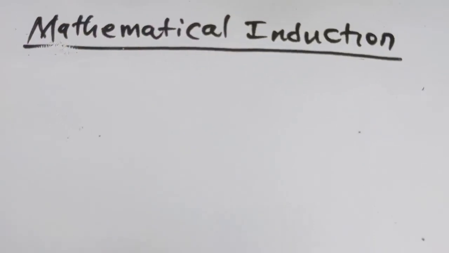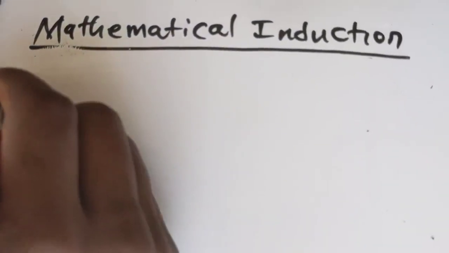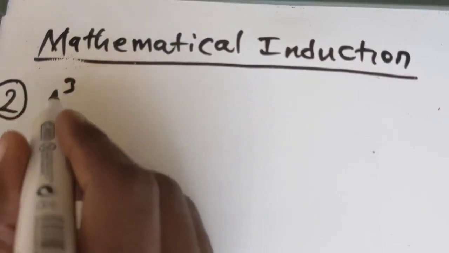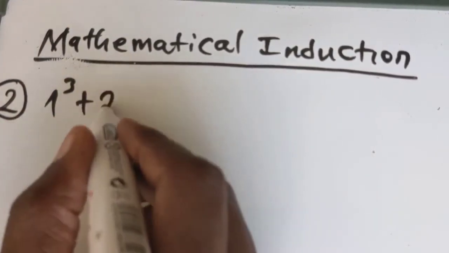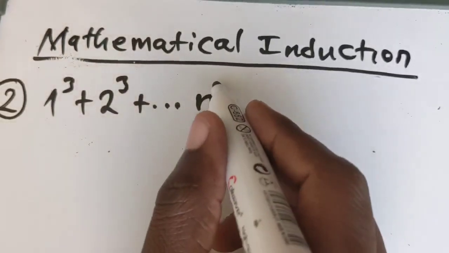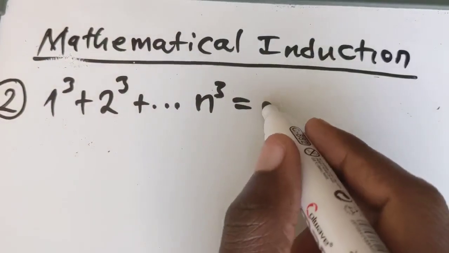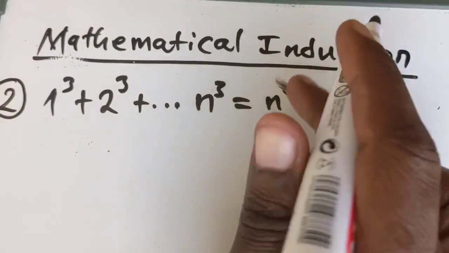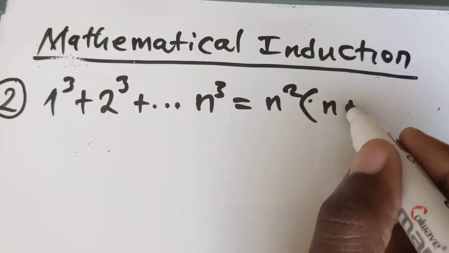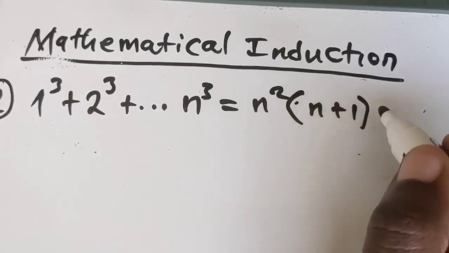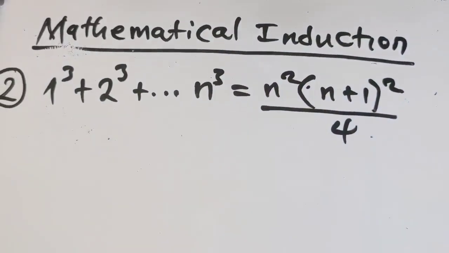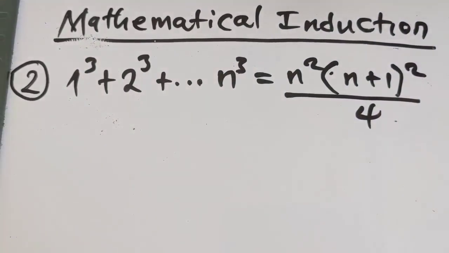Okay, so this is our next question. We have 1 to the power 3 plus 2 to the power 3 plus up to n to the power 3 is equal to n to the power 2, open bracket, n plus 1, close bracket, squared, then this whole thing divided by 4. That is the question that we have here.